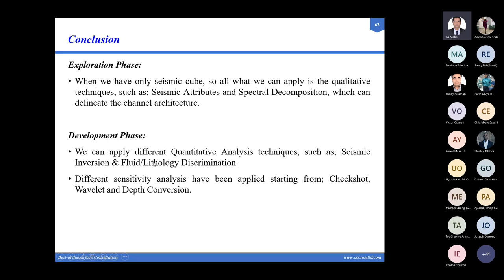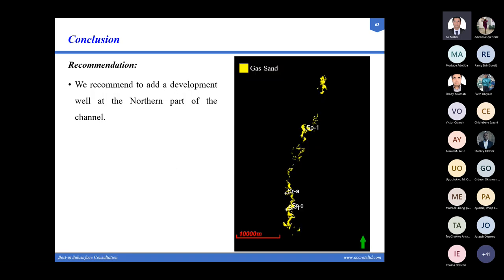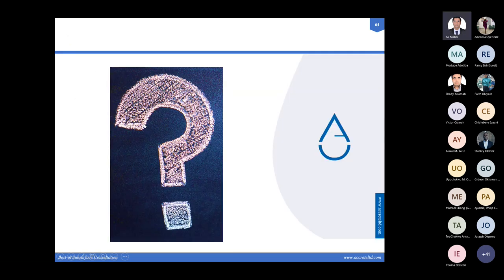We can use qualitative and quantitative seismic analysis techniques, and we can get some information from rock physics cross plots. We can apply rock physics cross plots as guidance for the seismic inversion to be applied, and then we can make facies and lithology discrimination. And this is the final conclusion of our recommendation in our area of interest. We recommend adding a development well in the northern part of the channel. So I have finished, and it's time for questions.